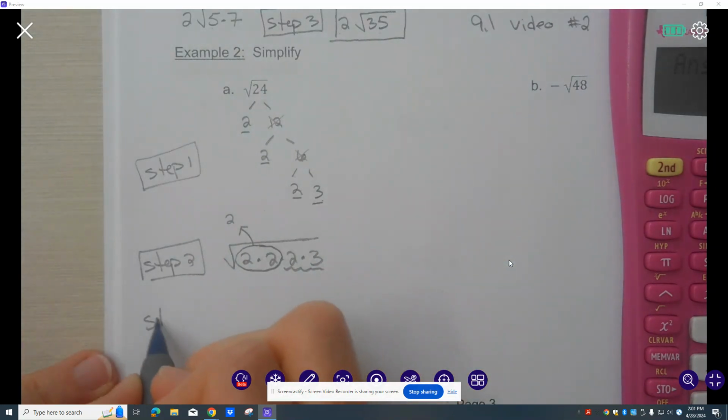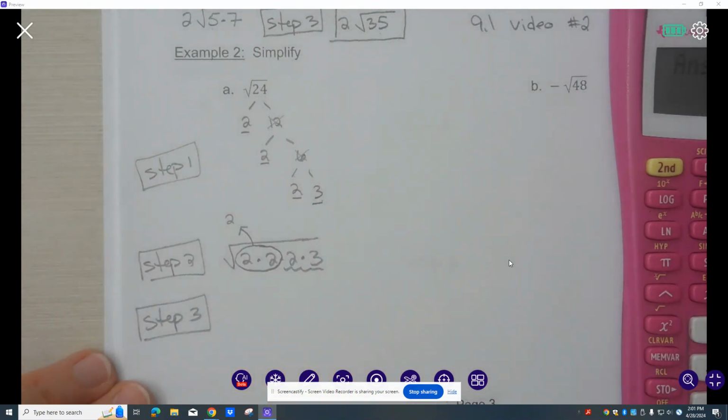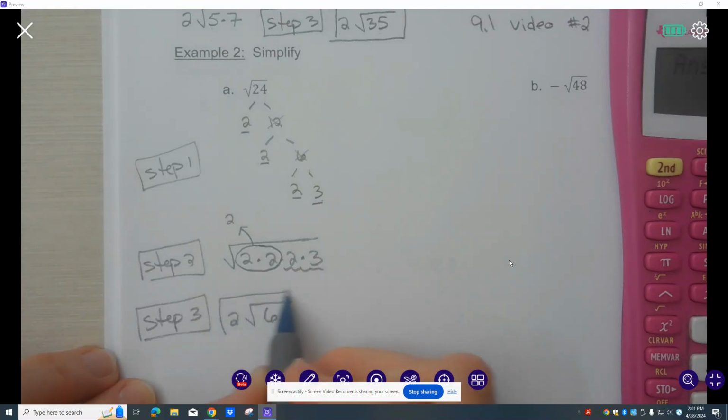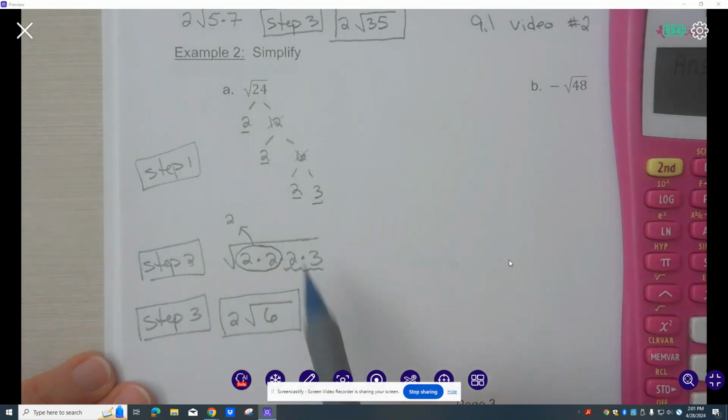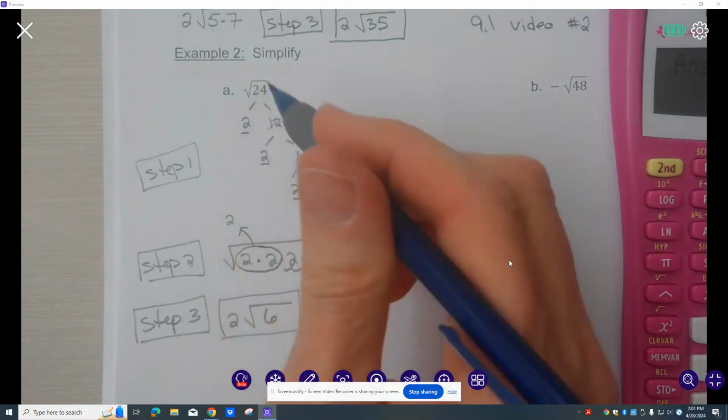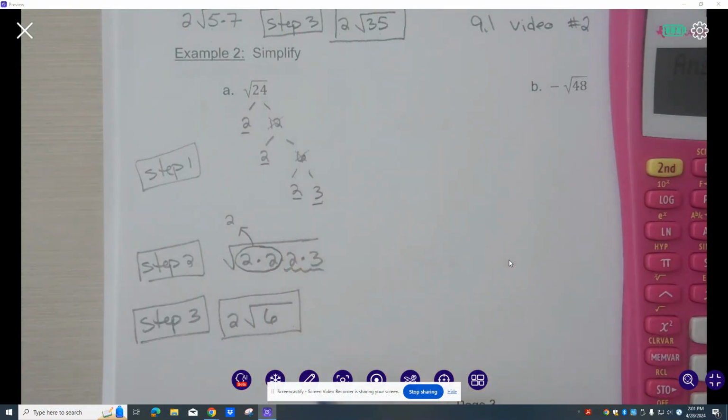Okay, step 3, let's write what is inside the jail and what is outside the jail. So 2 is outside. Your jail's not empty. You still have some numbers in it. So write your jail. 2 times 3 is 6. So that's your final answer. That's the same as the square root of 24. This is simplified. This is not. So remember, pause the video and if you need to, get all your notes up to date there.